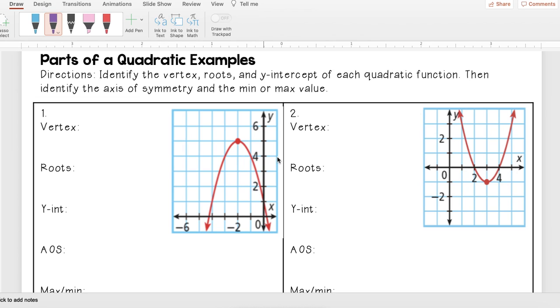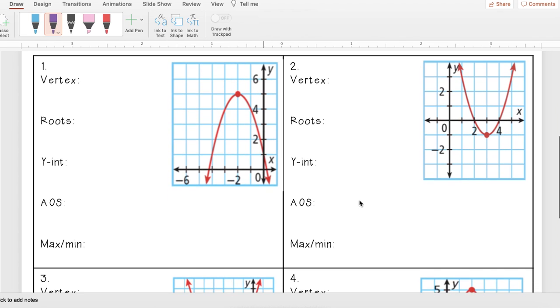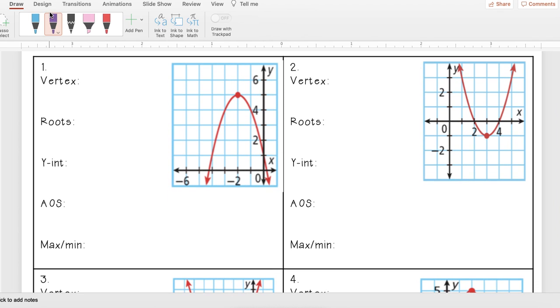For this video, we're going to look at examples of identifying all the parts of a quadratic function. So looking at this graph, I want to identify the vertex, the roots, the y-intercept, the axis of symmetry, and the max/min value. So first, the vertex. Remember from that first video, that's going to be my highest or my lowest point. And so here, this is my highest point, it's my vertex, it's right here, which is at -2, 5.